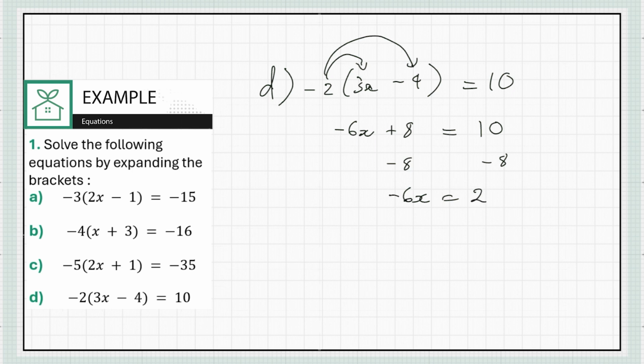Then all we need to do is divide both sides by the coefficient. So x is equal to 2 over negative 6, and we can simplify this further by dividing the top and the bottom by 2, which will be an equivalent fraction. So if I divide the top by 2, I get 1, and the bottom by 2, I get 3. So the end result is x is equal to negative a third.